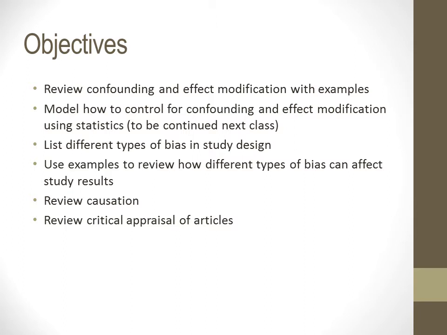And then we'll talk about bias. There are different types of bias in study design. We'll list them and go over them and use examples to review how they can affect study results. And then we'll do a brief review at the end of causation and critical appraisal of articles, which is what we'll be doing in class probably tomorrow. I don't know how far in advance you're listening to this, but next class we'll do that.